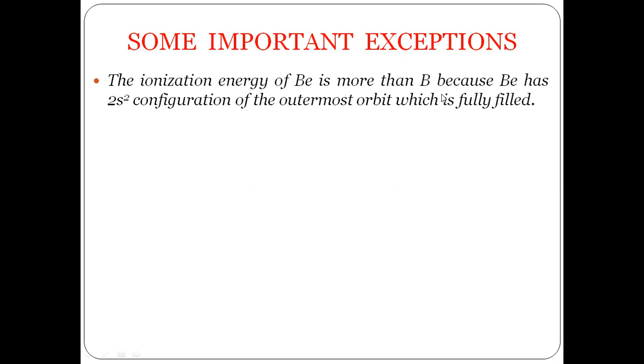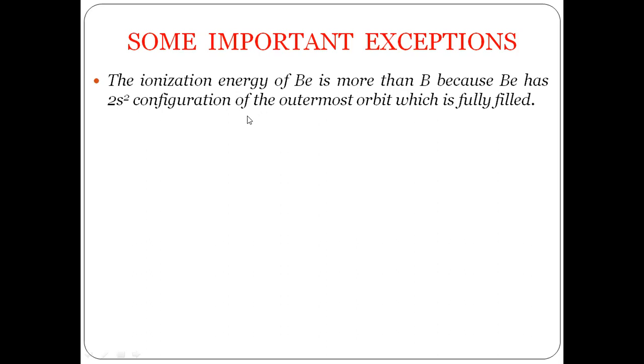If you see the position of beryllium and boron, beryllium is towards the left and boron is towards the right. We are moving from left to right. Beryllium is group 2, boron is group 13. So when you are moving from left to right, ionization enthalpy should increase, but beryllium has more and boron is less. That means it's decreasing.